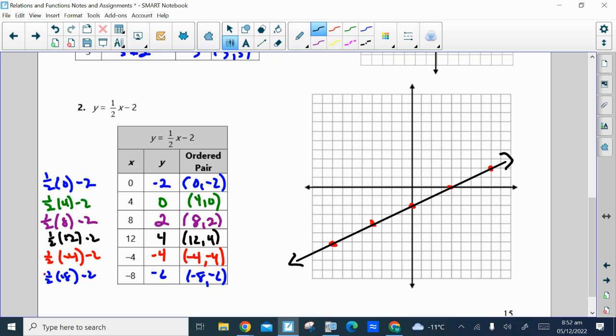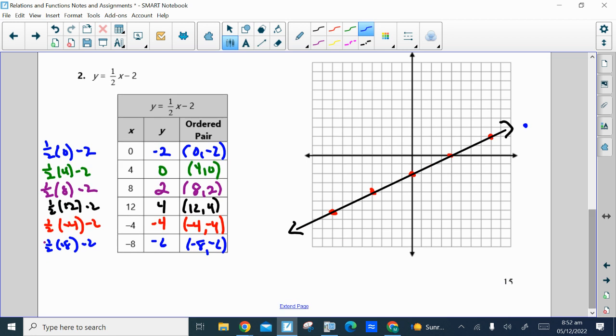So I couldn't really graph the point 12, 4 accurately just because I ran out of room, but I could kind of guess where it is. 10, 11, 12, 1, 2, 3, 4, approximately right there. And if we extend that line, it would go through it. It might be off just a little bit, but that's fine. Again, technically, you only need 2 points to draw a line. We're always going to find more than that just to make sure that we've done things correctly.